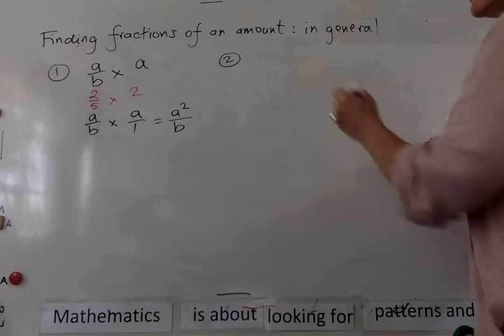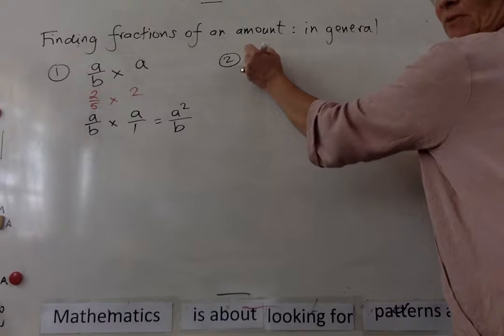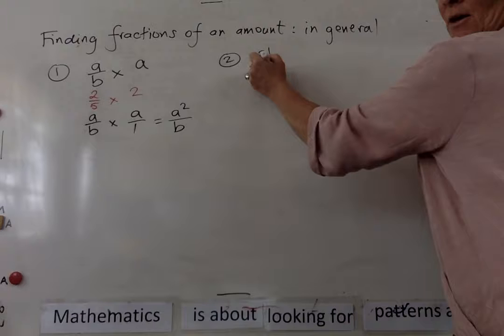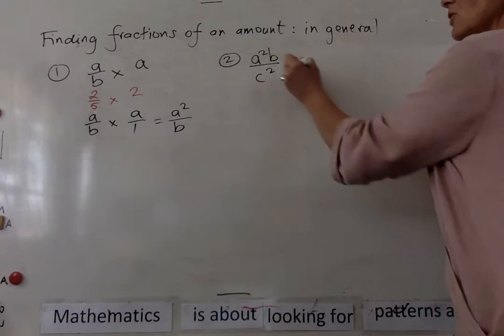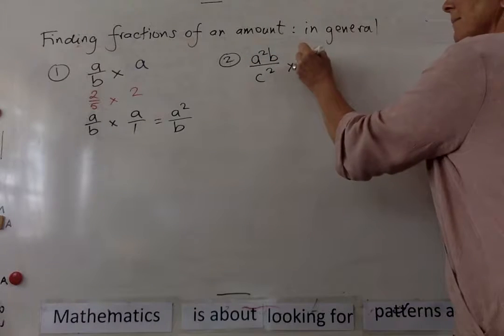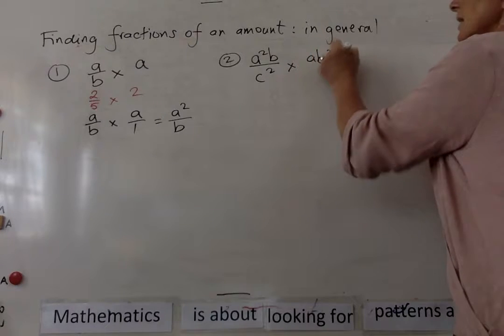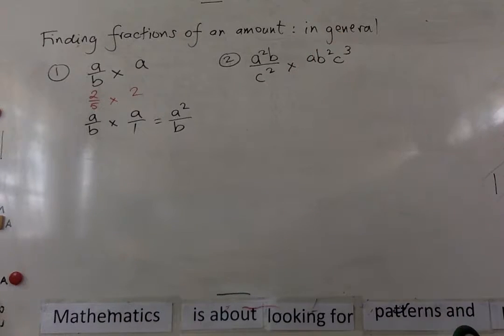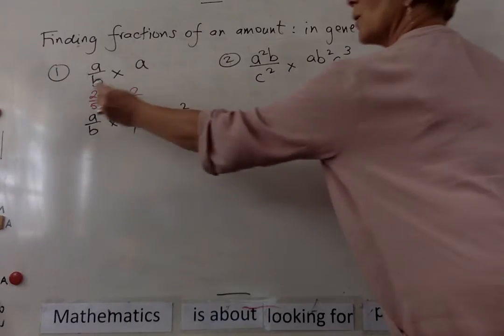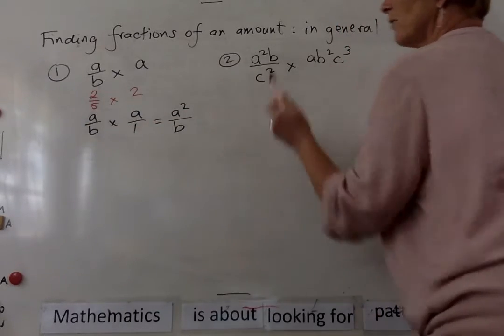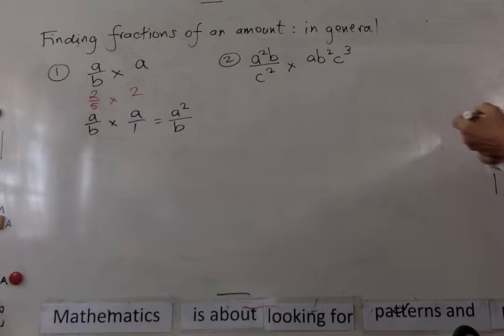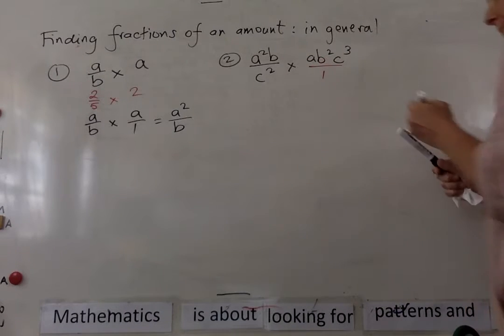Question number 2. Let's make it a bit more complicated now. Let's say we've got a squared b over c squared as our fraction, multiplying by a b squared c cubed. So again, this still looks very similar to our original number problem. We're finding this amount of this. So the very first thing we need to do is put the over 1.